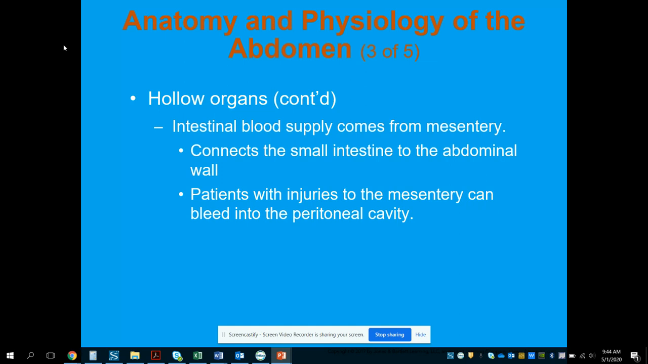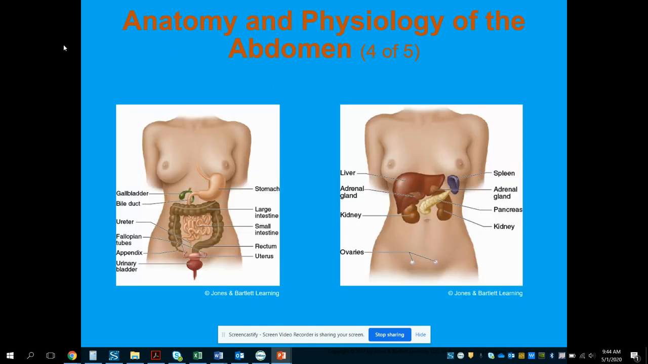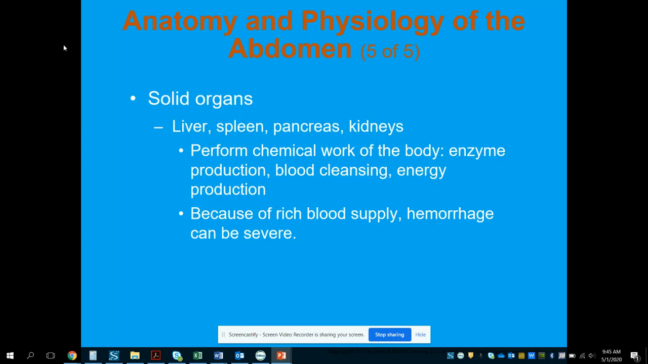Intestinal blood supply comes from the mesentery, and this connects the small intestine to the abdominal wall. So it's very vascular there, and patients with injuries here can bleed out into that peritoneal cavity, which could be life-threatening. So this picture here just kind of showing you the difference between hollow organs and then your solid organs. So the hollow organs over on the left-hand side, those are what we're concerned about potentially spilling their contents into the cavity. But then we also have our solid organs, which we are most concerned about the potential for blood loss. So any type of injury there can definitely be a life threat.